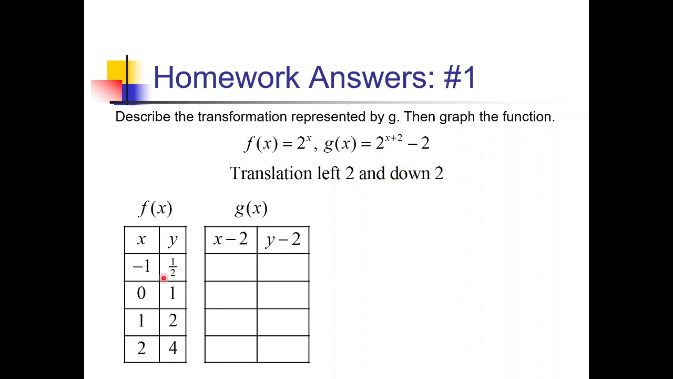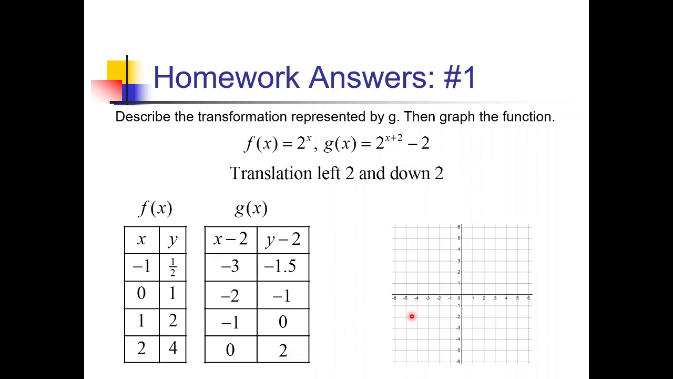Let's go subtract 2 from everything now. -1 minus 2 is -3. Then we have -2, -1, and 2 minus 2 is 0. Next, let's subtract 2 from all the y values. 1/2 minus 2 is going to be -3/2, or -1.5. 1 minus 2 is -1, 2 minus 2 is 0, and 4 minus 2 is 2.